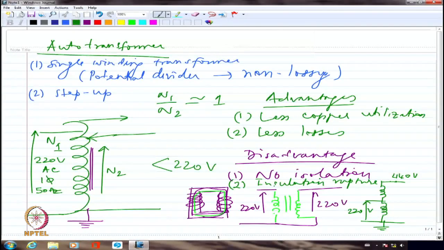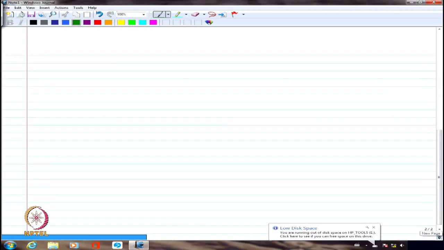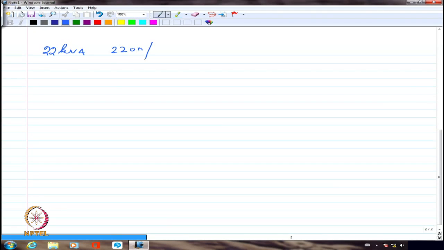Let's try to look at it. That's what I'm going to come to next. So let us try to look at one simple example of an auto transformer connection and see what kind of kVA rating I'm going to get, what kind of efficiency I'm going to get, and what kind of losses I'm going to incur in this particular case. Let me take a little higher rated transformer, which is a 22 kVA transformer. Let me take a 2200 by 220 volts transformer. This is a two-winding transformer that I am talking about.